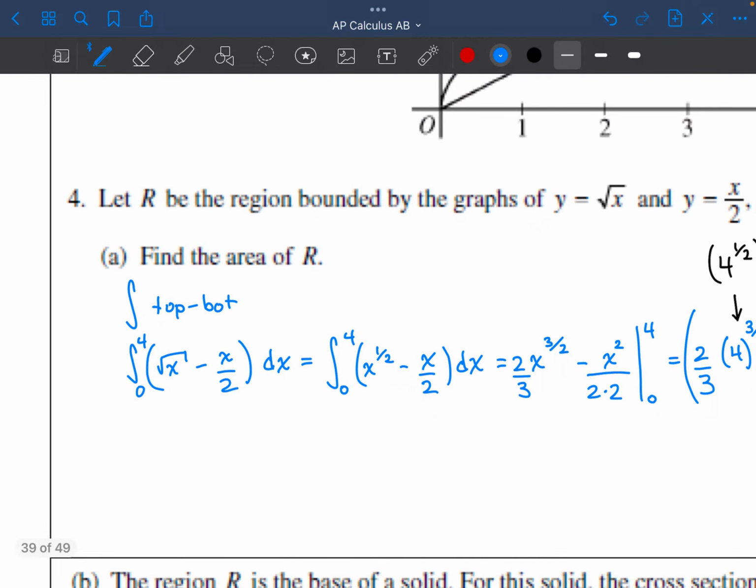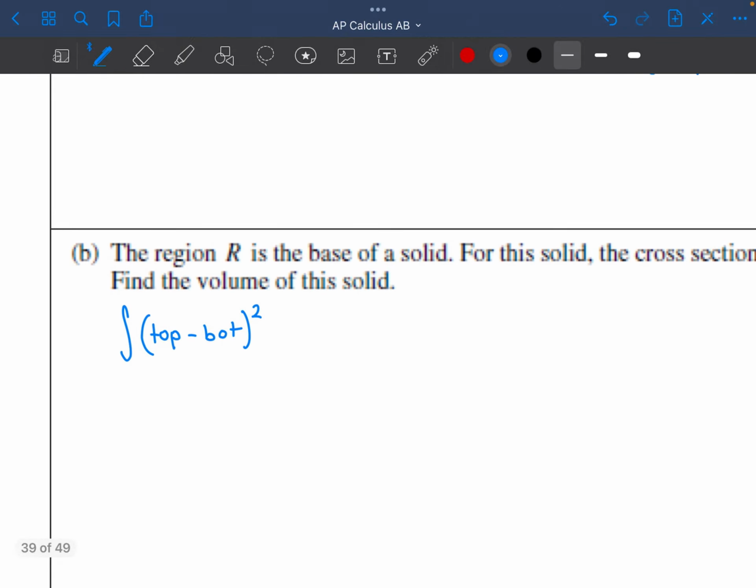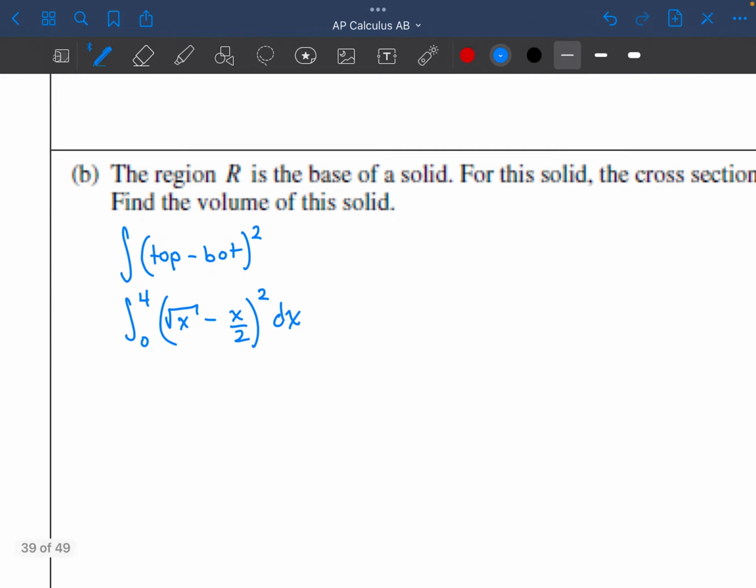And it's still the same top minus bottom, so I can basically rewrite that old formula. Same bounds and everything, right? 0 to 4. Top was the square root of x, and the bottom was x over 2, quantity squared, dx. And it doesn't say write but do not evaluate. It actually wants to find the volume, right? We're finding the entire number. All right, so again, it's kind of a pain with no calculator, but it's a good way to test our problem solving, our mathematics here.